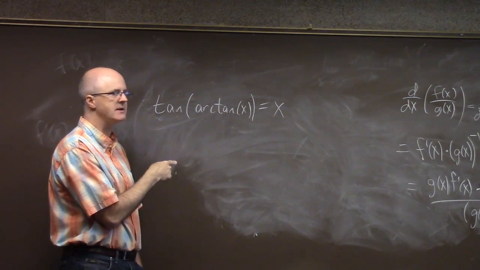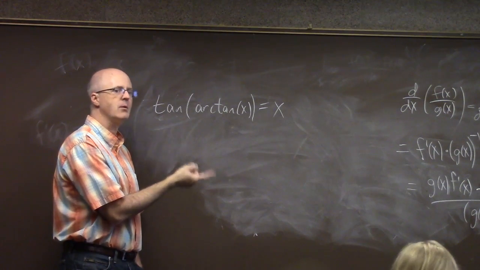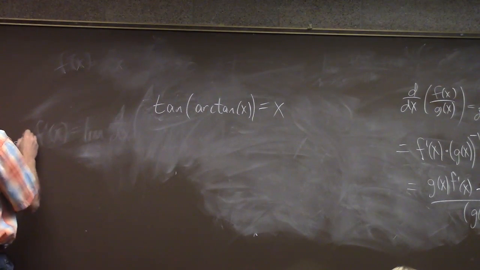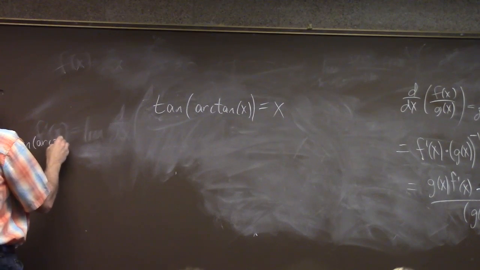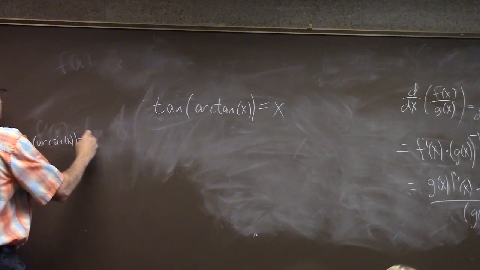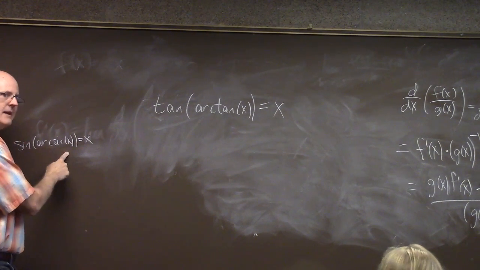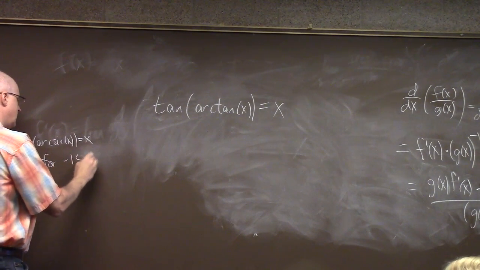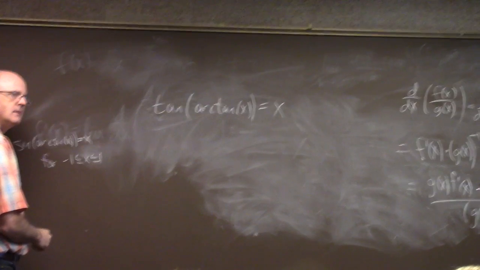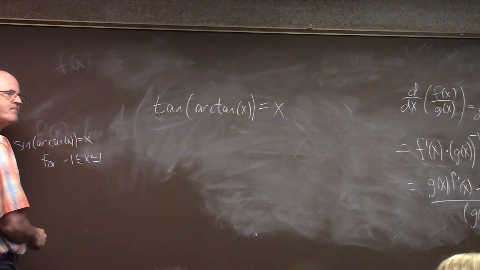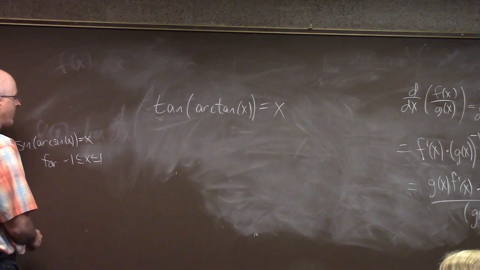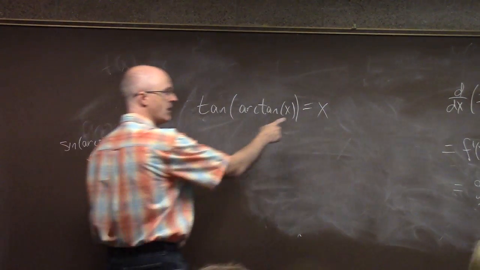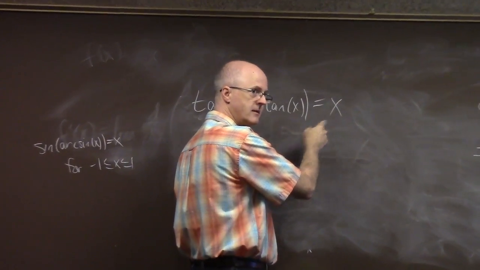If I did sine of arcsine of x equaling x, that has restrictions on it. This equation is only true over the domain of the arcsine function, which is x between -1 and 1. Yeah. This is true for all x. X could be a billion here, and it still works.